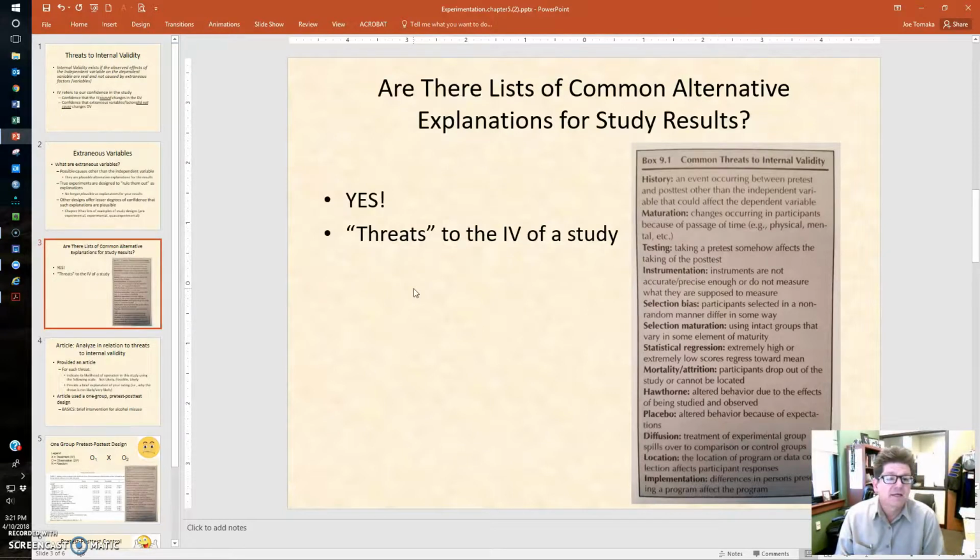And they include things like history. Is it possible that something could have happened from the beginning of the study to the end of the study that accounted for the results other than your independent variable? Maturation. Could the participants, by natural processes, have changed from the beginning to the end of the study, so that they're older, they're taller, that sort of thing, which could have accounted for the results of your study? Things like that. And I'll go through a few more when we get into the example.